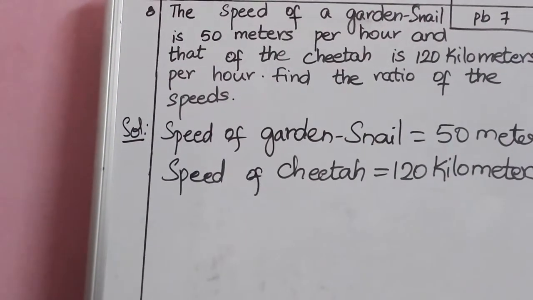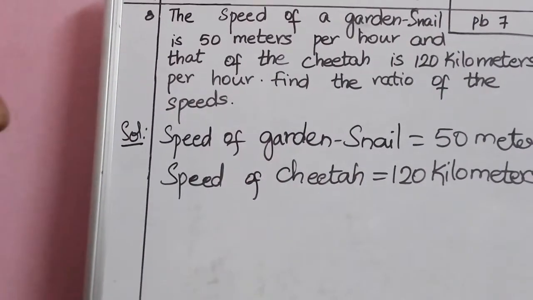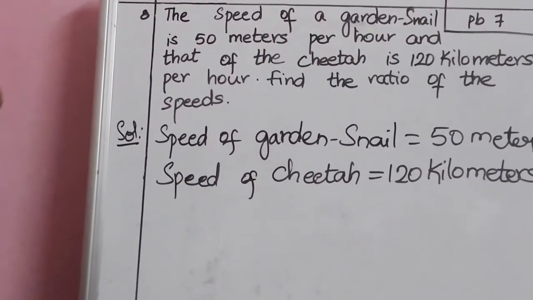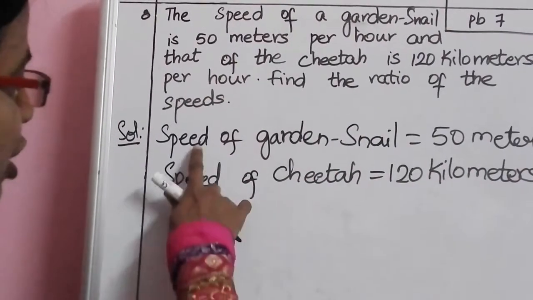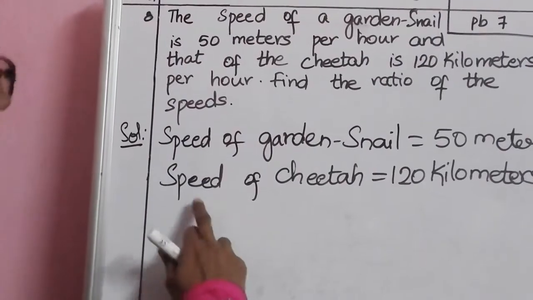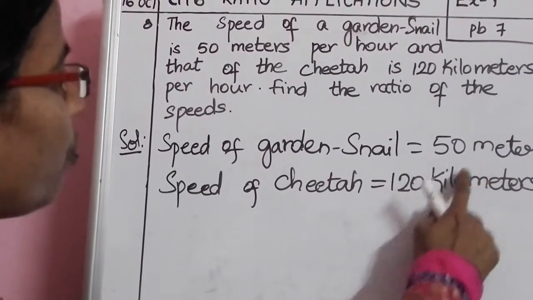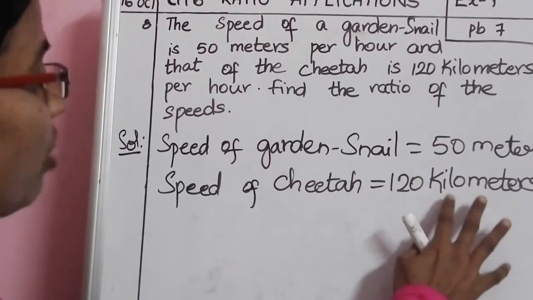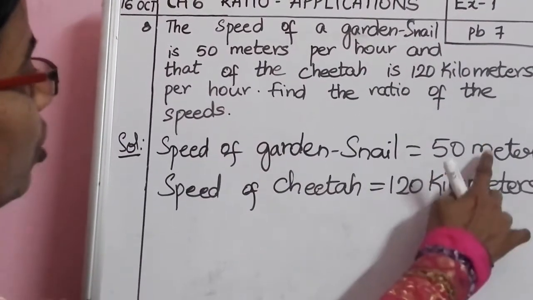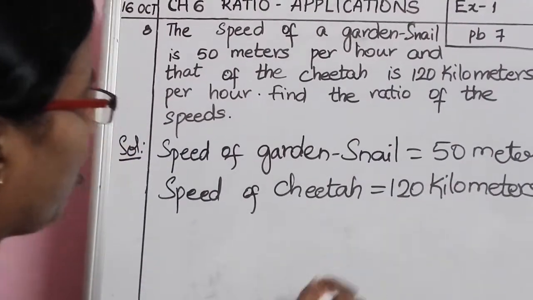Previously when I was introducing the chapter, I told you that the quantities should be of the same kind. Here it is the same quantity, speed only, we are going to calculate the ratio between the speeds. But here the same kind is not there. Here the units are different. You need to convert both of them to the same units.